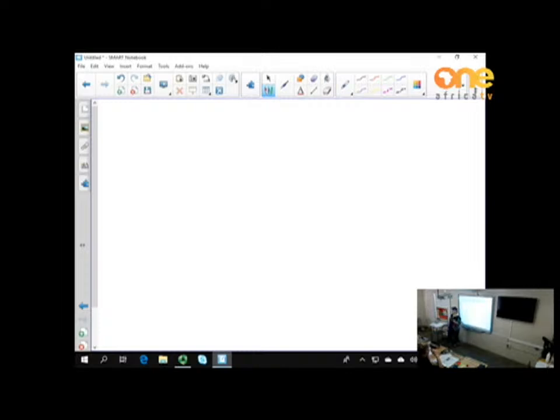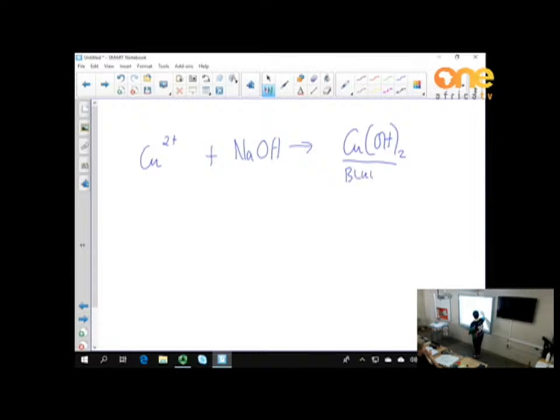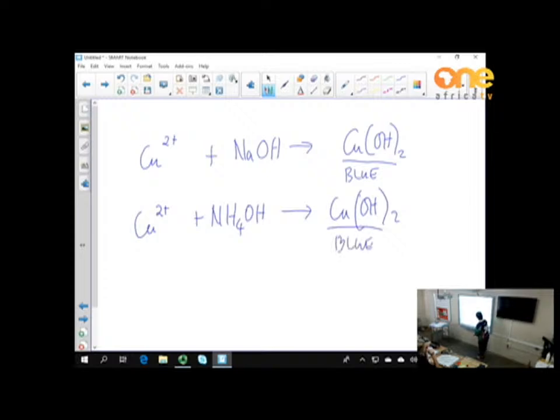Then I want you to turn back to page 50 in your textbooks. And this has got to do with the test, for example, with copper. We take copper ions in solution and we add, for example, sodium hydroxide to it. What will we get? Copper hydroxide, and this stuff is blue. We do the second test for copper ions with ammonium hydroxide, and with a few drops, we will get the copper hydroxide precipitate, which is blue.